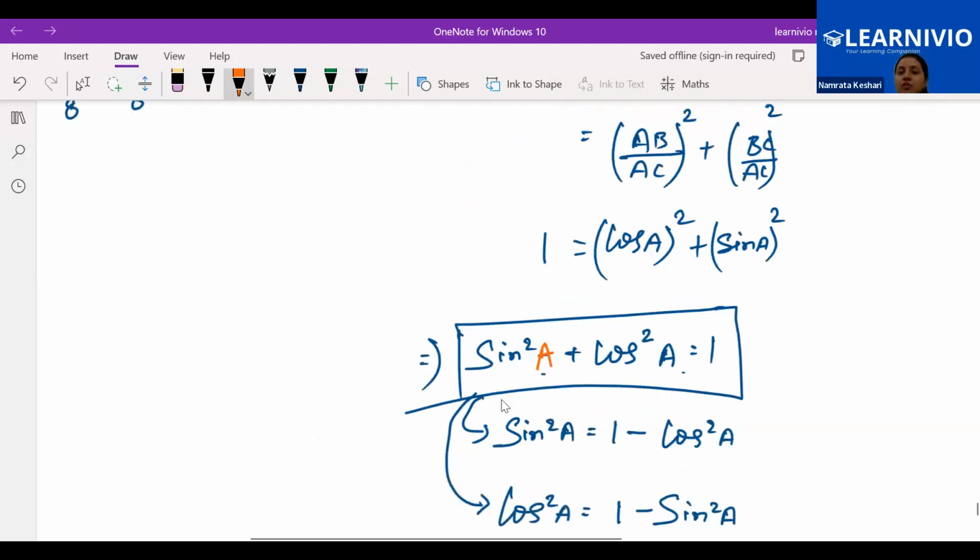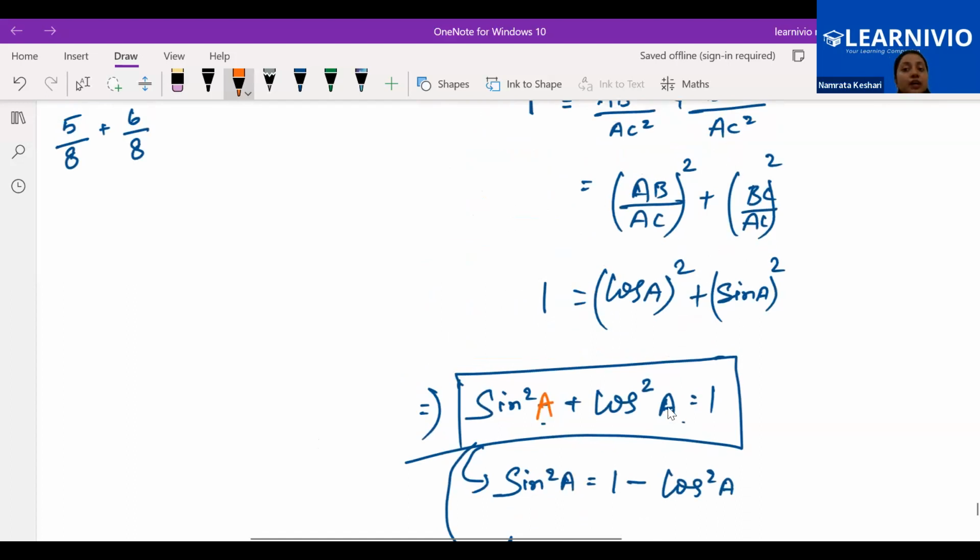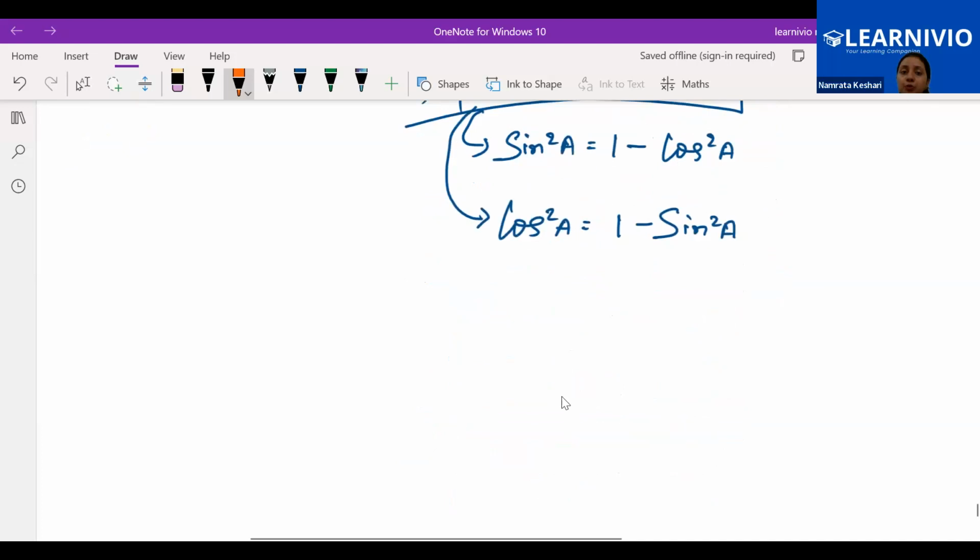Okay. So this is one of the identities. Now there are two more identities which we are going to prove. So the next identity is sec square theta minus tan square theta is equals to 1. This is the next formula. Here we don't have plus. Here there is a minus sign.